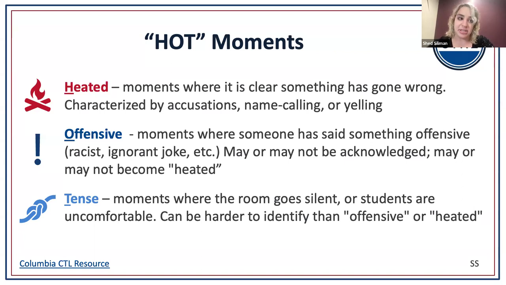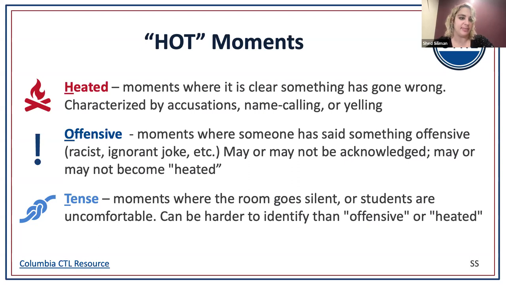We have heated moments, which we represent here with the flame, moments where it is clear something has gone wrong. So this is often characterized by accusations, name calling, or yelling. Then we have offensive moments. We have the exclamation point there, right? Like being stunned or shocked. Moments where someone has said something offensive, such as a racist or ignorant joke, and it may or may not be acknowledged, and it could turn into a heated moment depending on how we receive it or how others in the class receive it.